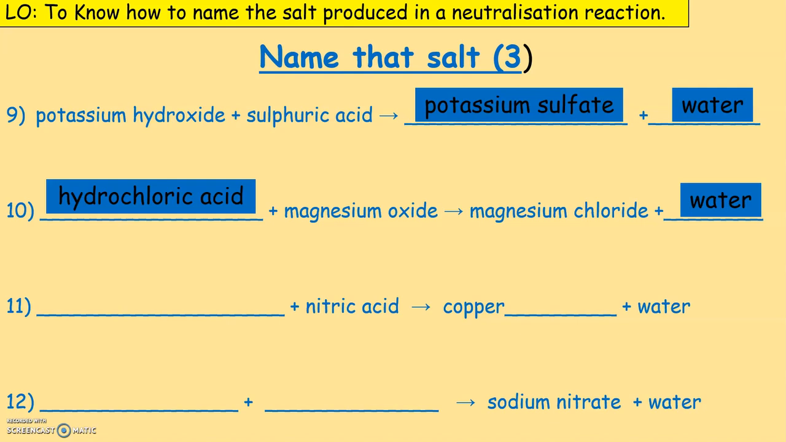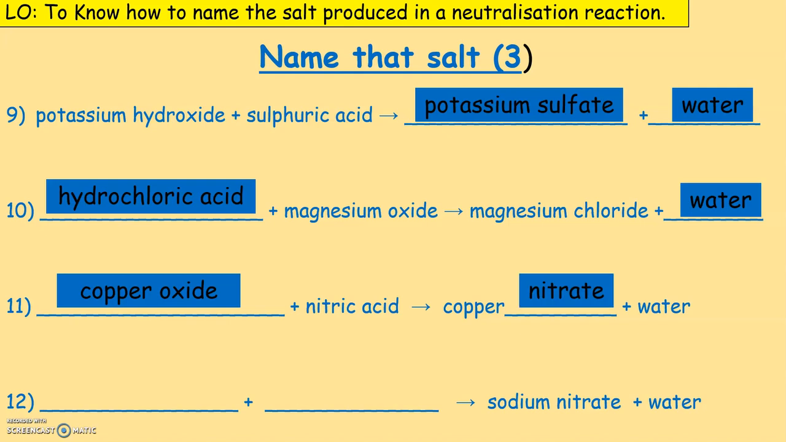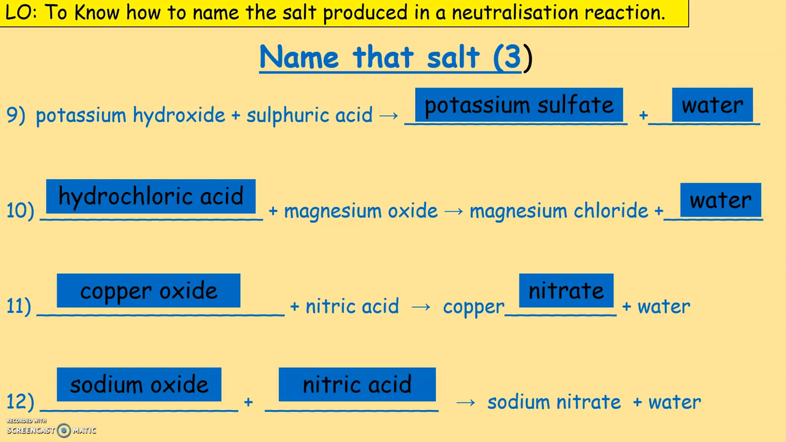It's the same thing for number 11. Copper oxide is our base for this reaction, and copper nitrate is our salt. The last one is even more challenging. Sodium nitrate plus water: what are our reactants? Our reactants are sodium oxide as our base and nitric acid as our acid. Again, give yourself a full mark if you got it right. If you do not understand it, make sure you're using your green pen to make your corrections, and also send us an email if you do not get anything.